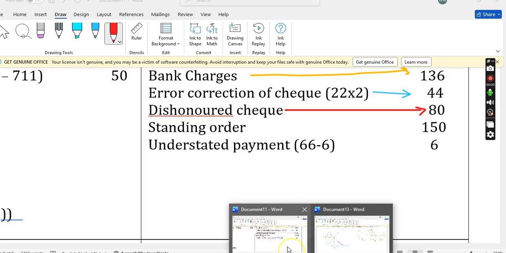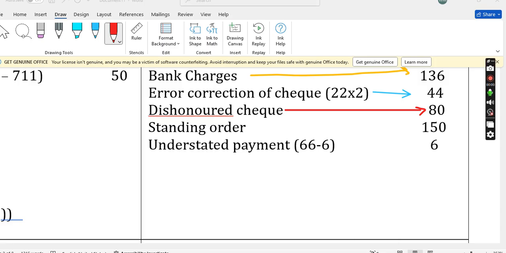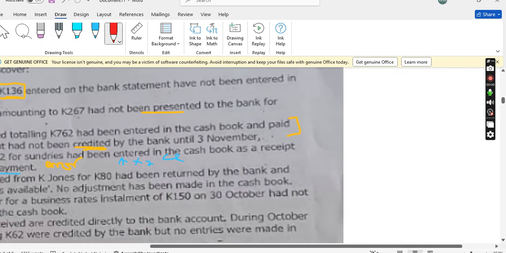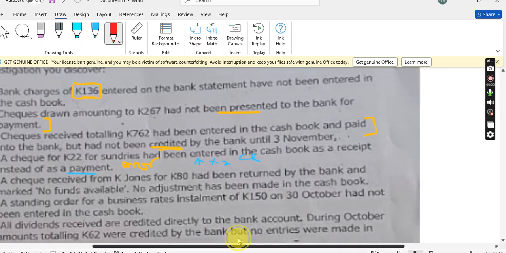Okay. Are we okay with that one? So dishonored check. Anytime you just see a dishonored check, you just say, oh, it's going on the credit side.